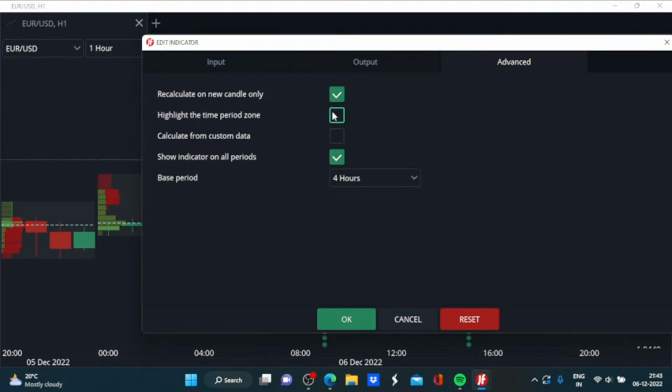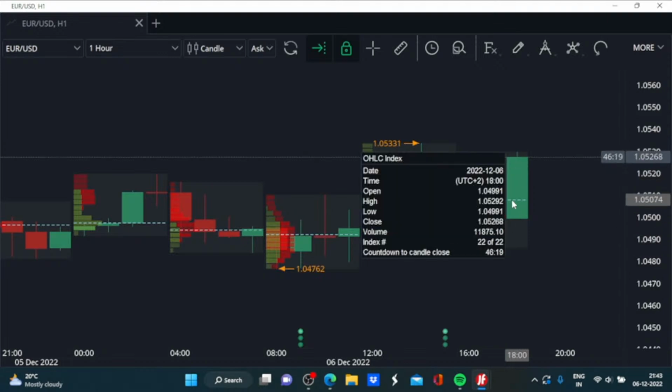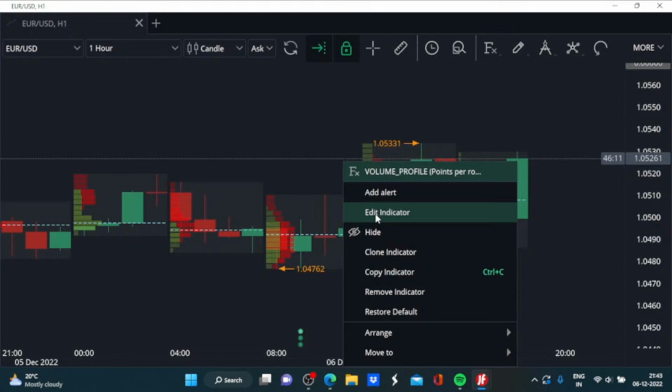Coming to the advanced option, if you want the recalculation on new candle only, in that case we will have the plotting of the indicator fixed for the current candle. There won't be any changes, but if we opt out of that option, then we will have changes depending on what we are seeing in the chart. Let me go back to the editing.